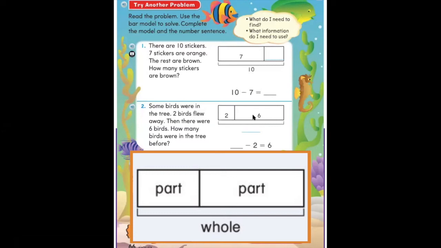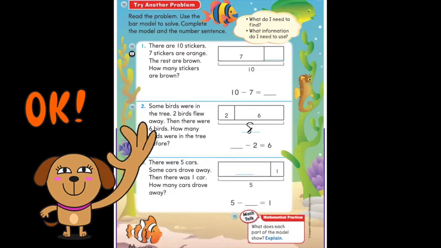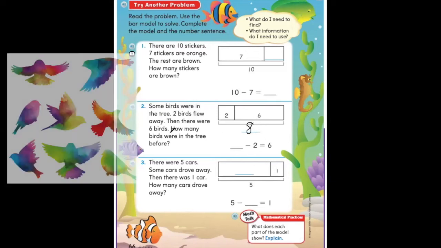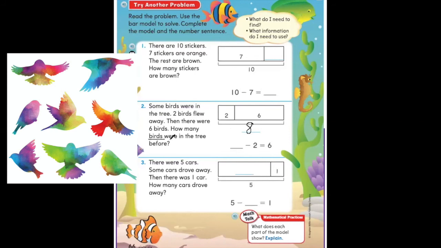2 and 6 are the two parts. We have to find out what those parts make when they're added together to make the whole. 2 and 6 make what? 2 and 6 make the whole 8. That means 8 is our whole. 8 represents the number of birds that were in the tree before.